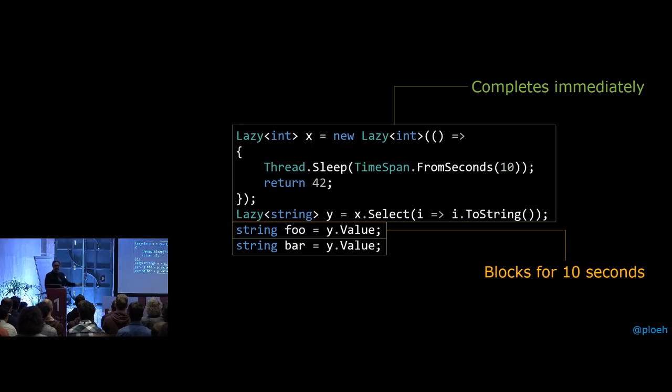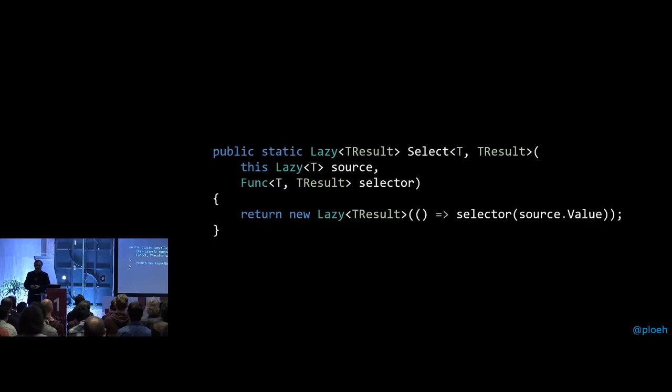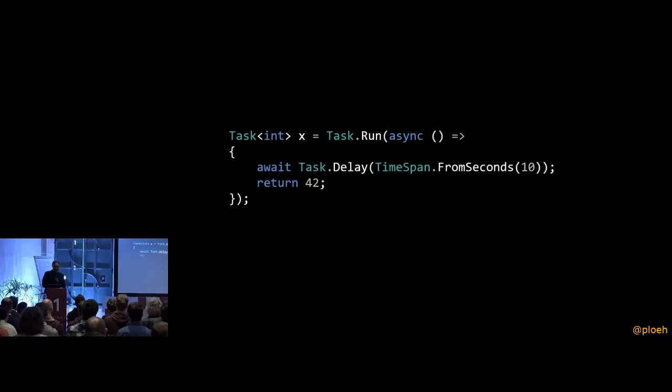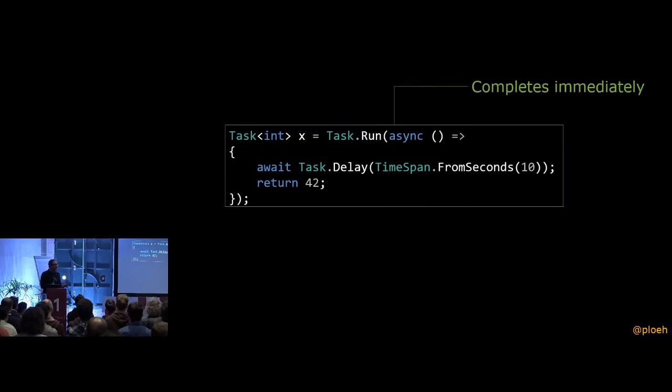So that's a structure-preserving map. It preserves the invariance of what it means to be a lazy computation. So all that takes is just an extension method called select. And we can do the same thing for Task<T>. So the implementation is a little bit different, but it works the same way. So you can say, let's create a Task<int>. And again, that completes immediately, even though it starts the task on a background thread somewhere. And that means you can take your x, the Task<int>, and call select on that to turn it into a Task<string>.